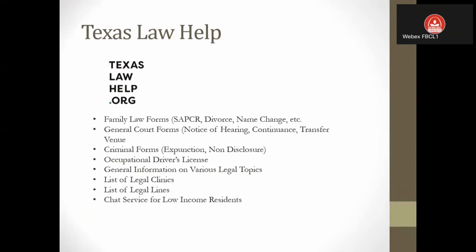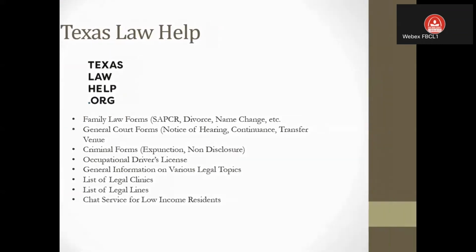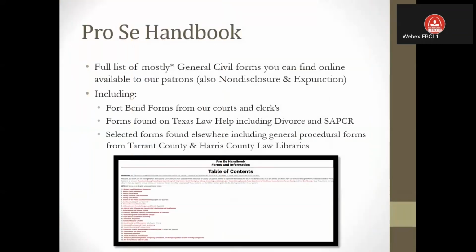General information on a lot of legal topics for a lot of areas of civil law, probate and estates, business, family law, of course. So there's a lot of good resources there. These are all written by attorneys that practice in Texas, so it's good information. List of legal clinics and legal lines that you have access to, especially if you're low income. And then, of course, they have a chat service for low income residents as well to talk to an attorney for free. So the Pro Se Handbook, I've talked about this a lot already, but it is mostly, again, general civil forms that you can find online, but it also does include non-disclosure and expunction.